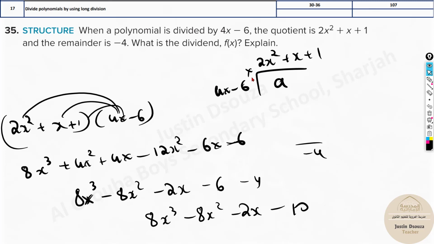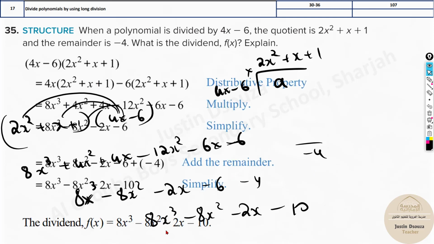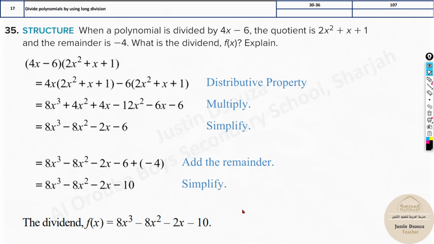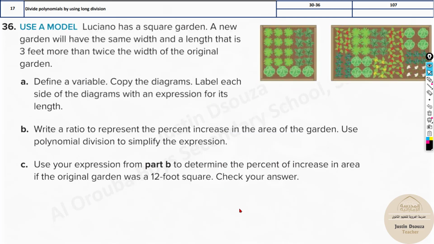Just multiply the divisor and the quotient and then add up the remainder. So are we getting the same answer? Yes, that's the correct answer: 8x cubed minus 8x squared minus 2x minus 10 after adding the remainder. That's it. And over here, the last problem, this is the 36th problem.